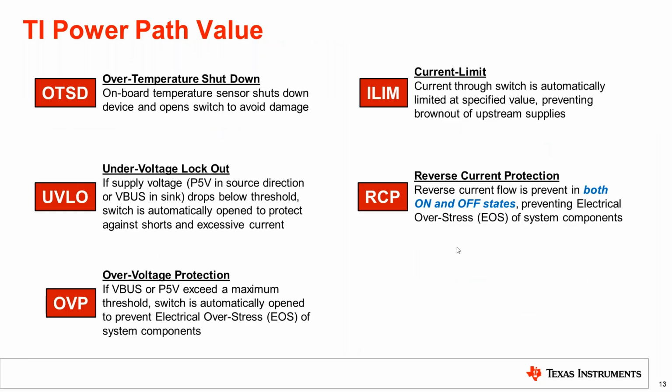Here's some more detail on all of the protections that are integrated into the TI power paths that are in the PD controllers. So first, there's over temperature shutdown. If the temperature on the board gets above a certain level, the PD controller will automatically disable the power paths and protect the system from any damage.